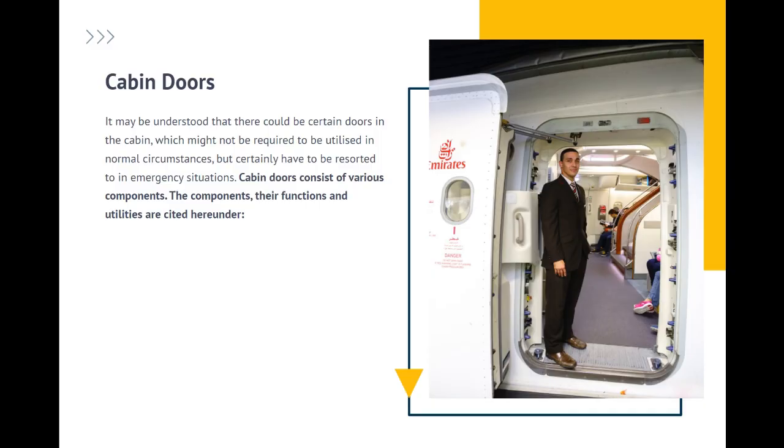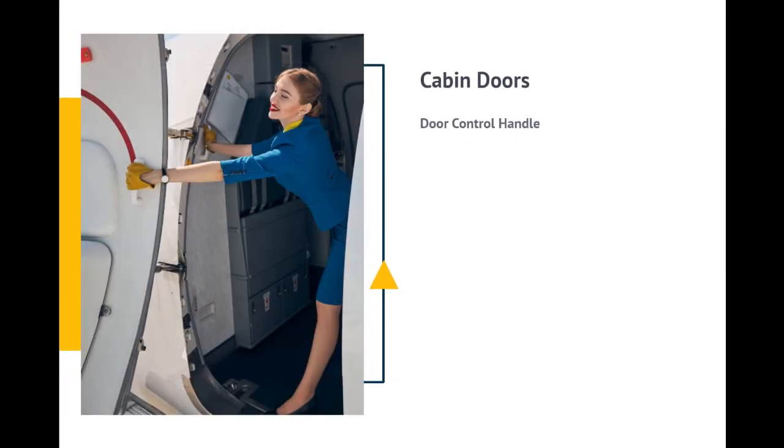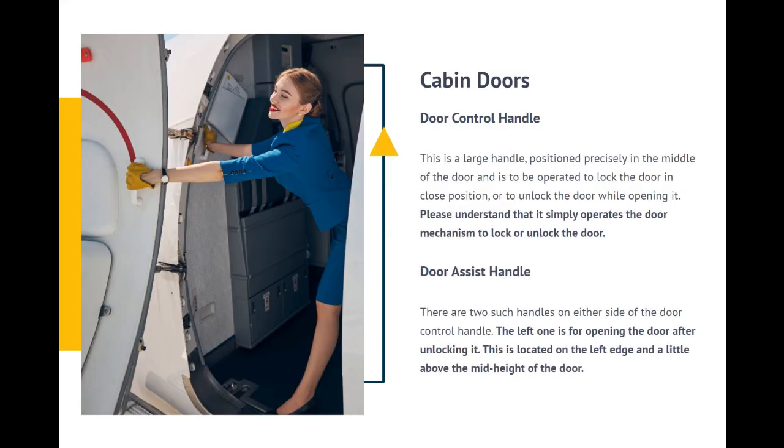Cabin doors consist of various components. The components, their functions and utilities are cited hereunder. Door control handle. This is a large handle, positioned precisely in the middle of the door, and is to be operated to lock the door in close position, or to unlock the door while opening it. Please understand that it simply operates the door mechanism, to lock or unlock the door.